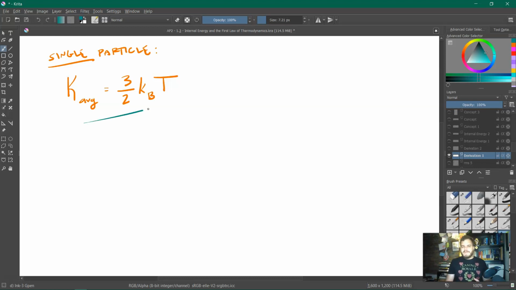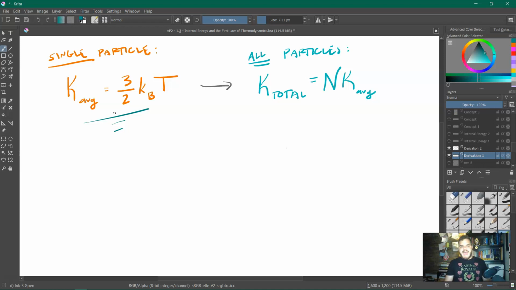But how often do we really deal with one particle? Not very often. We really care much more about a system of particles. So if we want the total kinetic energy, we have to multiply this average kinetic energy by the total number of particles. If we do that, I can stick this equation in and we'll get 3/2 N Kb, the Boltzmann constant, times the temperature.